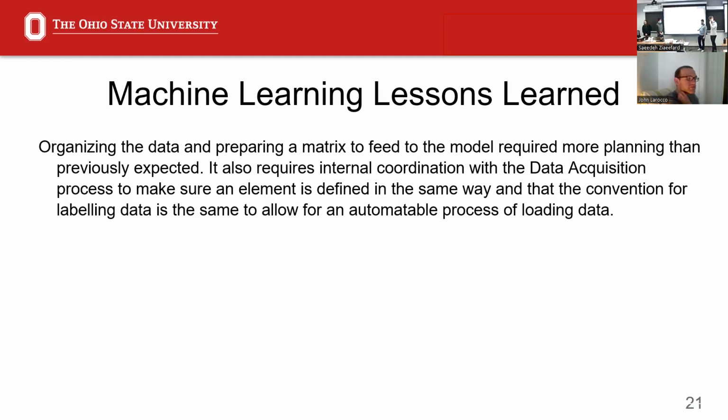The second thing that was learned is that there's a lot of internal coordination that needs to happen when data acquisition is giving raw data. It has to be labeled in a convention such that when the files are collected, it can be automated. The files can be automated and collected and aggregated and classified. That's all on the machine learning side.